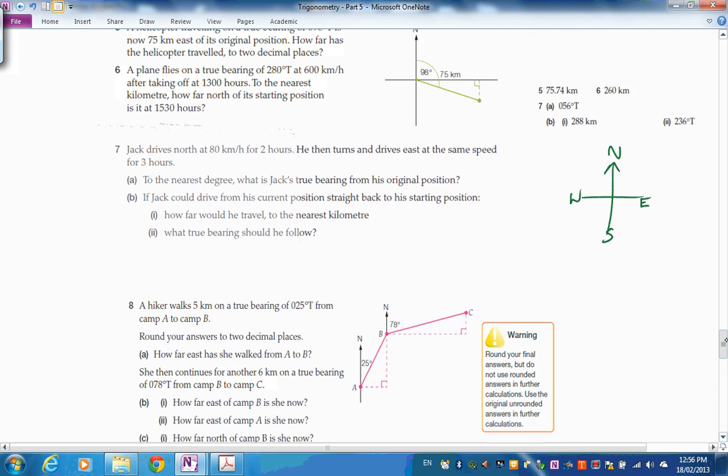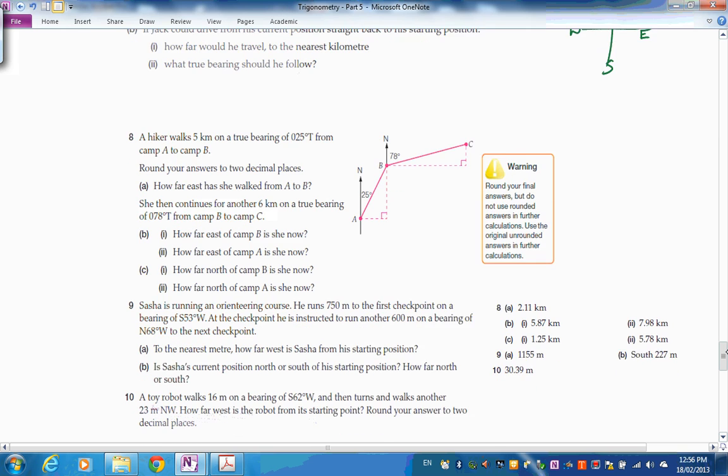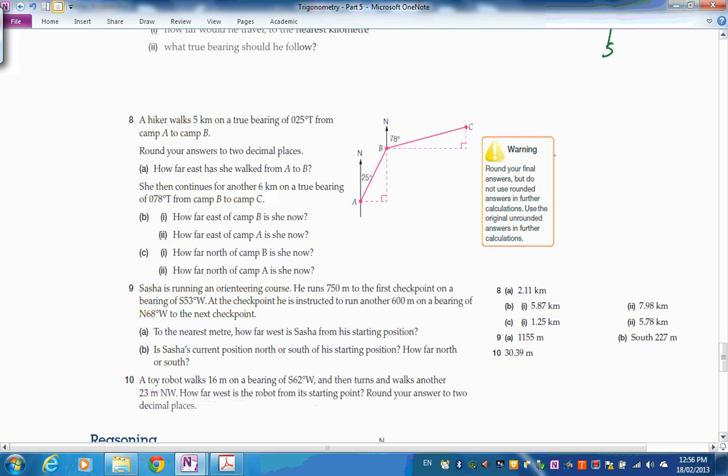So here is a bit of a harder question, 8, 9 and 10. Look at the warning. Only round the final answer. As you work through a problem, you might have to go from one triangle to another. Don't round it off. You'll lose accuracy each time. So if you want 3 significant figures, use 4. If you want 2 decimal places, use 3 decimal places. So again, a diagram and the compass bearings are extremely important.